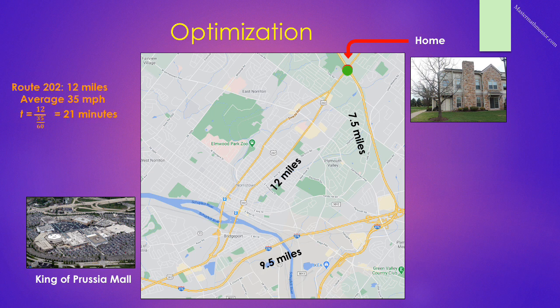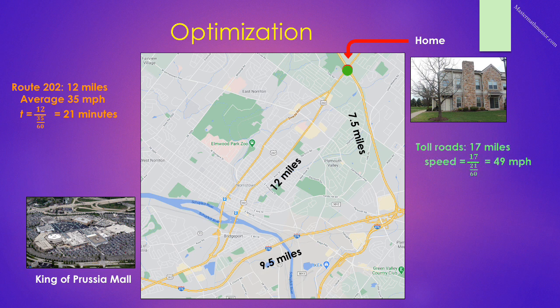We know from bitter experience that no matter what time of day, we could expect to hit a lot of traffic lights along Route 202, and the best we can average is about 35 miles per hour. Therefore, the time is equal to our distance over our rate, which is 12 over 35 over 60, and we end up with a time of approximately 21 minutes to get from the King of Prussia Mall back home.